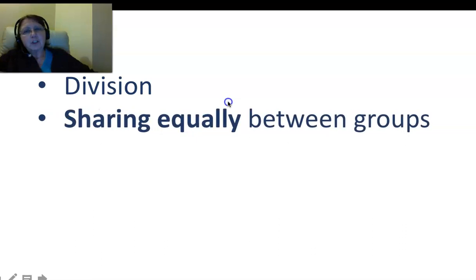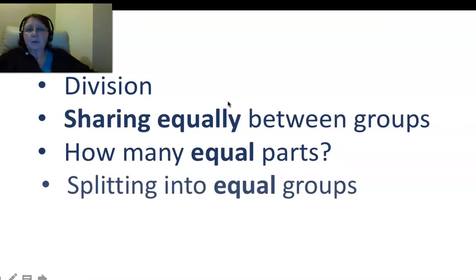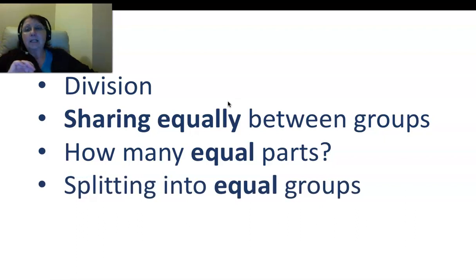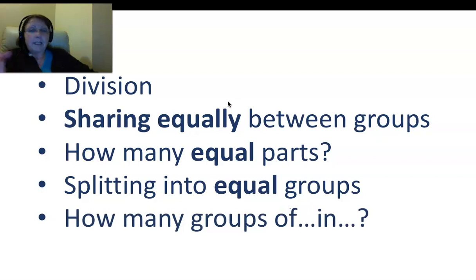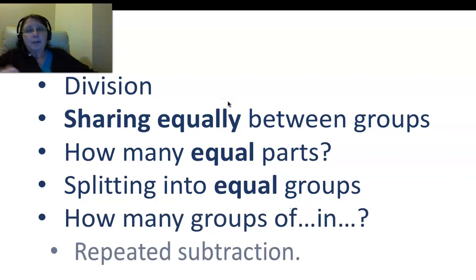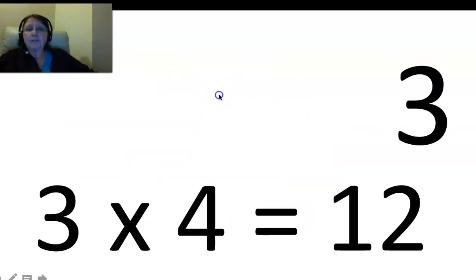That is the same as sharing equally between groups, thinking about how many equal parts or equal groups there are, splitting things into equal groups, how many groups of 5 in 20, say, and repeated subtraction. All of those ways are ways of thinking about division.